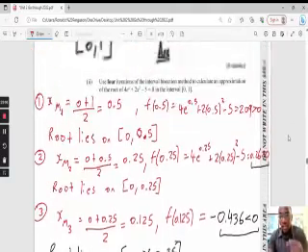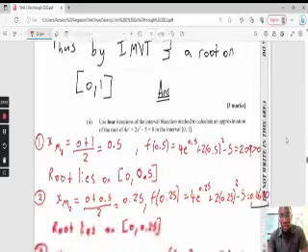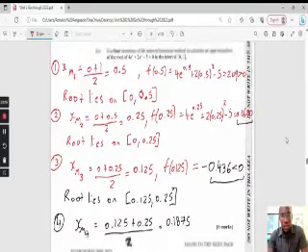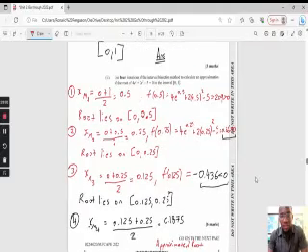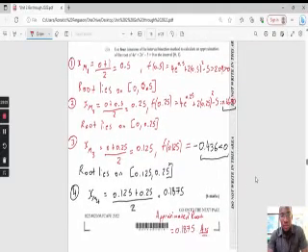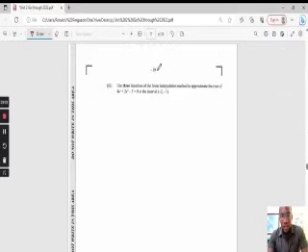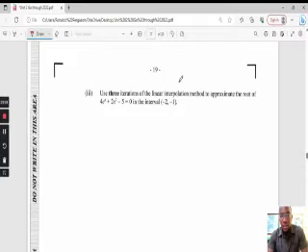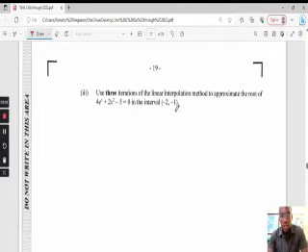Based on our sketch, we could actually conclude the root would have been somewhere about 0.2. But that is the actual working, and we're okay. 0.1875 is the approximated root. Alright, that's it. Nice.